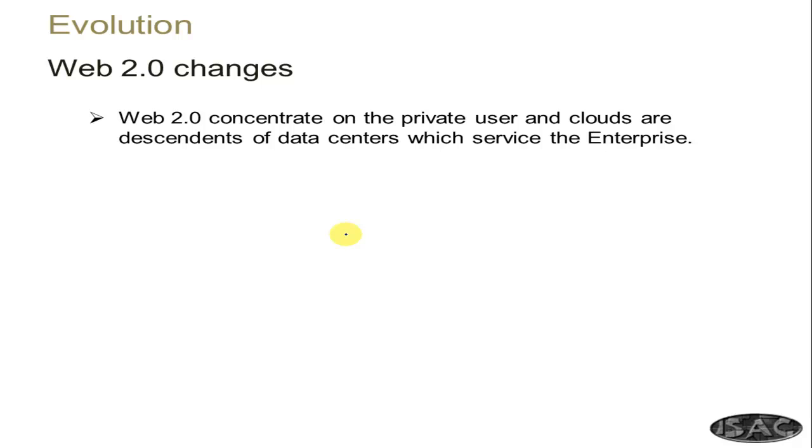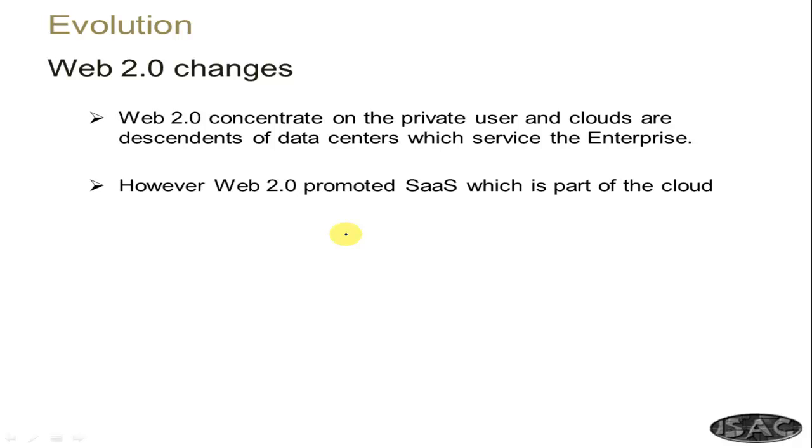Web 2.0 changes concentrated on the private user, and clouds are descendants of data centers which service the enterprise. Web 2.0 brought a lot of new technologies into the software development cycle itself, whether it was Java Server Pages, C#, Struts, Hibernate, or Spring. A lot of new technology started coming up in which people started promoting software as a service instead of developing off-the-shelf software products.